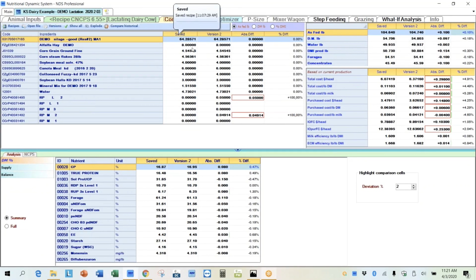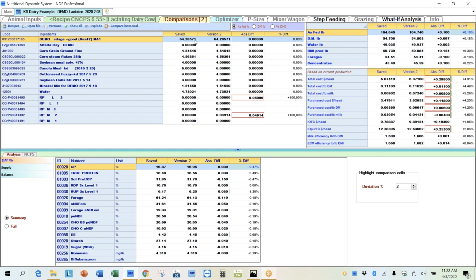And so here's my two versions. And so what I can see is that my cost per head went up 29 cents, but my income over feed cost with just the increase in protein is going to give me an income over feed cost of 10.3 cents over the total cost of the diet. And that's if I only get my protein response just by simple addition.